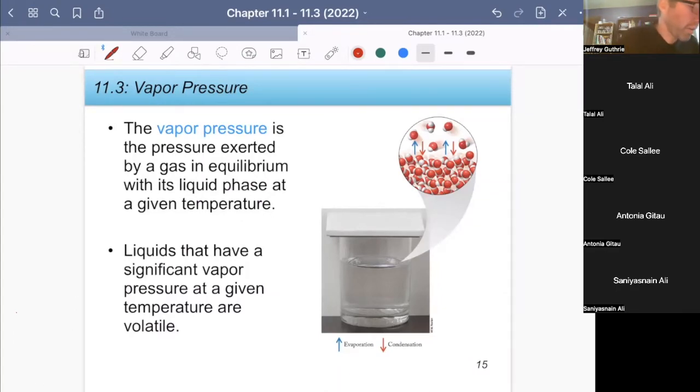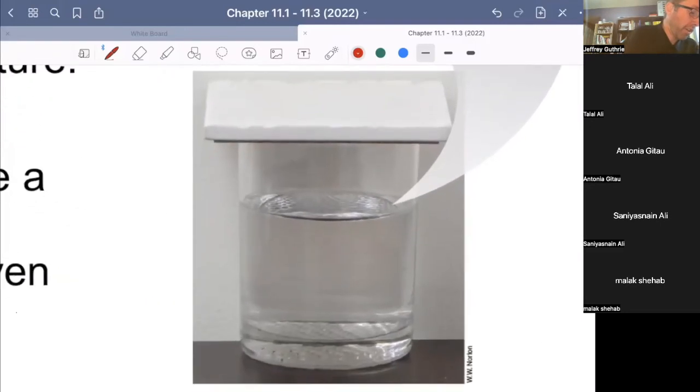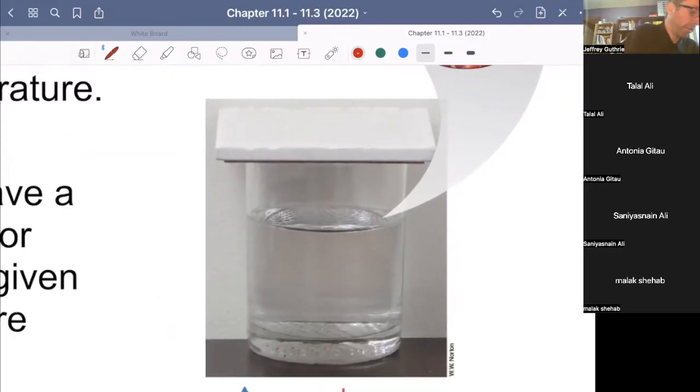Okay, so now we're going to go into something a little bit different. So we're done with osmotic pressure. We'll go into vapor pressure. And so vapor pressure is the pressure exerted by a gas at equilibrium with its liquid. So if we have the situation shown in the picture, we have some water, it's a closed system, and there's going to be some water vapor above that liquid.